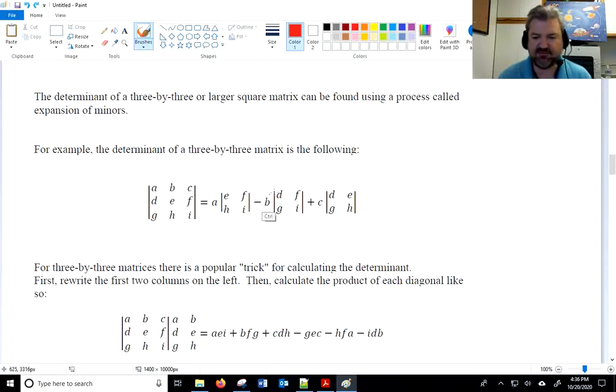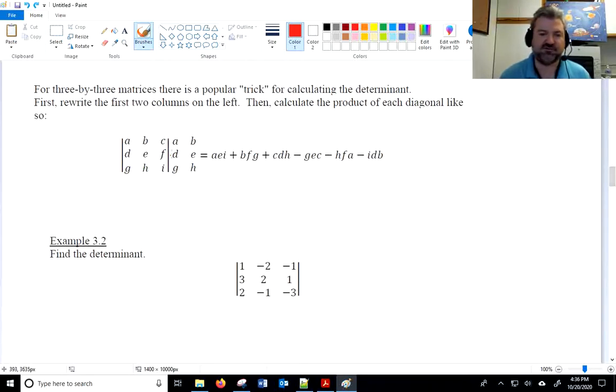But for the 3 by 3 matrices, there's kind of a neat trick that makes it easier. If you just take the first two columns and rewrite them out to the side, then it turns out the determinant is this times this times this, plus this times this times this, plus this times this times this. So it's that same upper left, bottom right kind of thing 3 times.